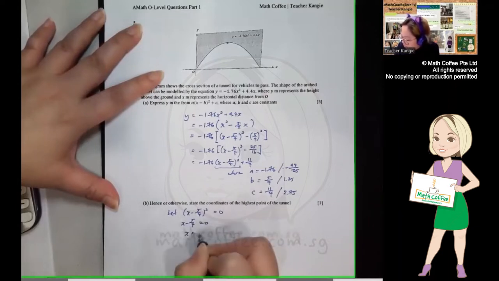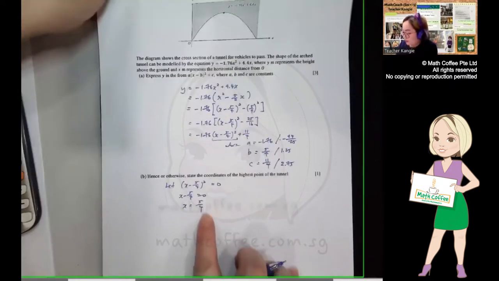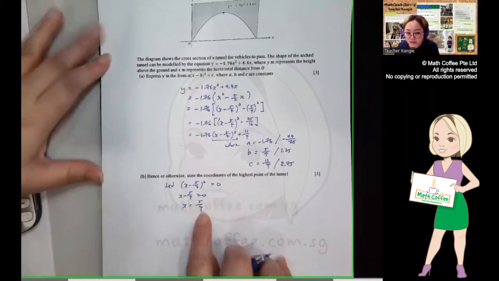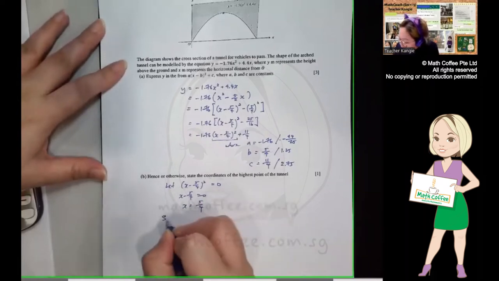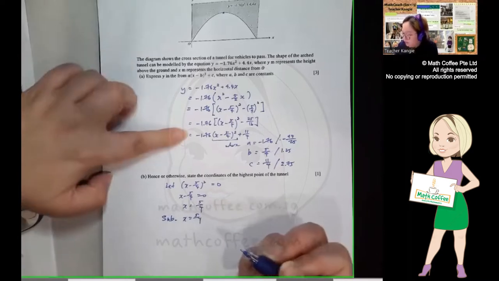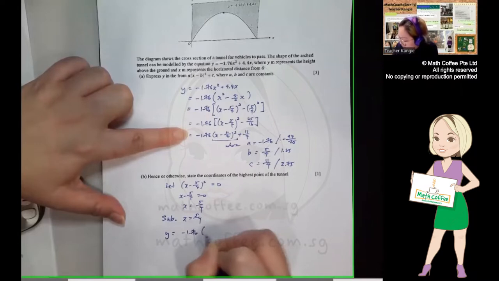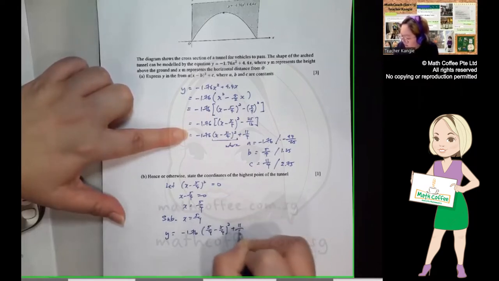So my x is equal to 5/4. I want to find out what the corresponding y is when my x is 5/4. So you substitute x equals 5/4 into this one. So my y will be minus 1.76 times (5/4 minus 5/4) squared plus 11/4.